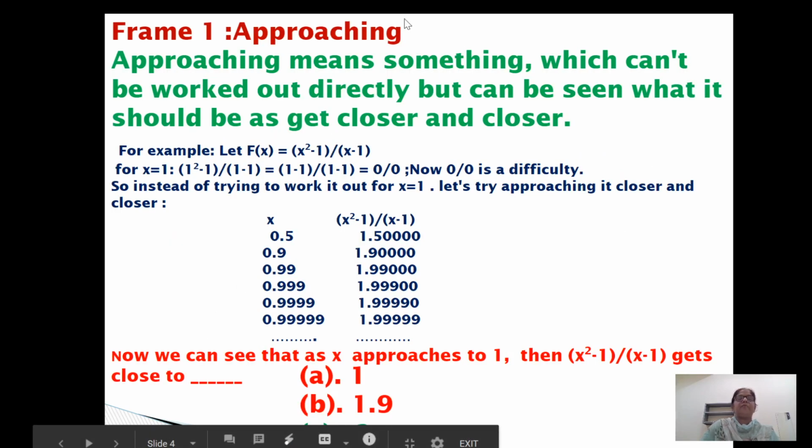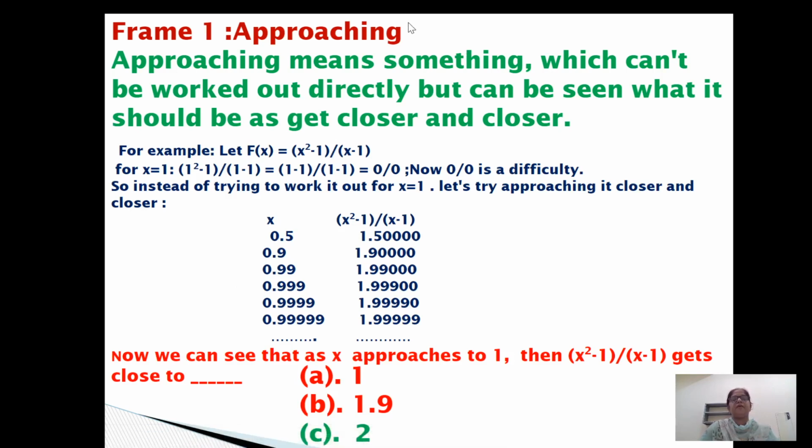First of all, I am going to start the first frame, entitled approaching. What do you mean by approaching? Approaching means something which cannot be worked out directly but can be seen what it should be as we get closer and closer. For example, you are given a function f of x equal to x square minus 1 divided by x minus 1. When you put x equal to 1 here, you will find it is 0 by 0. If you get 0 by 0, then it will create difficulty for you.